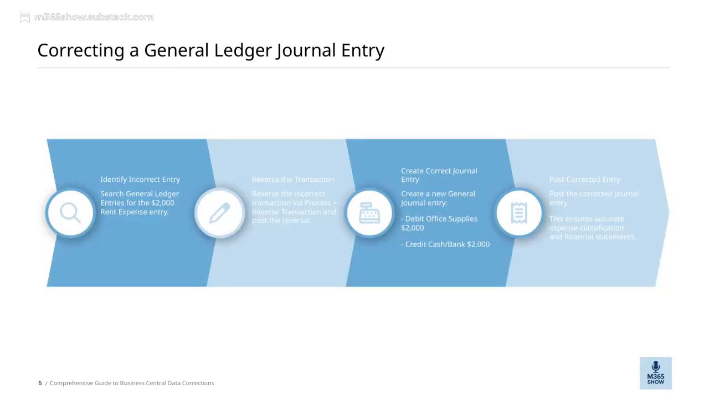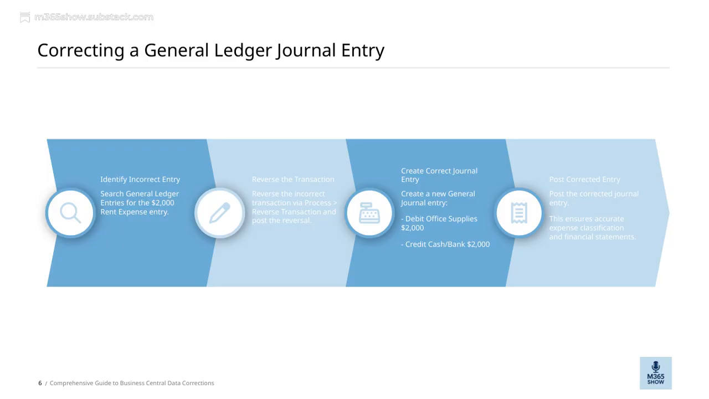Now, let's move on to the next step, posting the corrected journal entry. This is a crucial part because it ensures that our expense classifications are accurate and that our financial statements truly reflect the company's financial position. Once you've created your new journal entry, you'll need to post it to update the ledger accordingly.